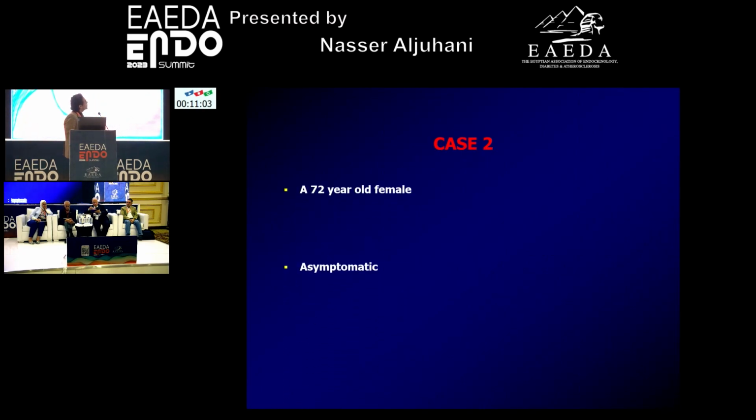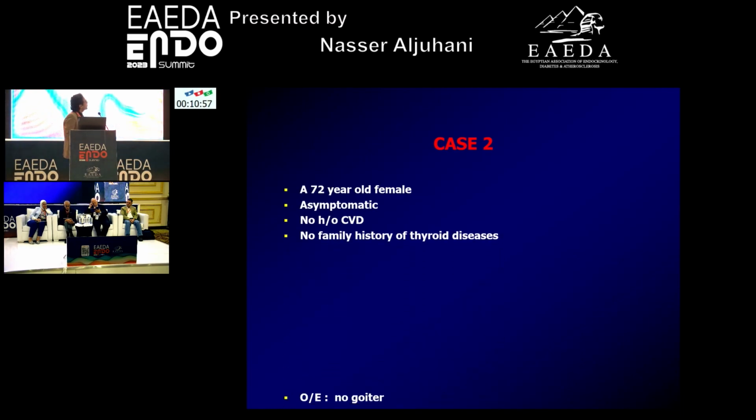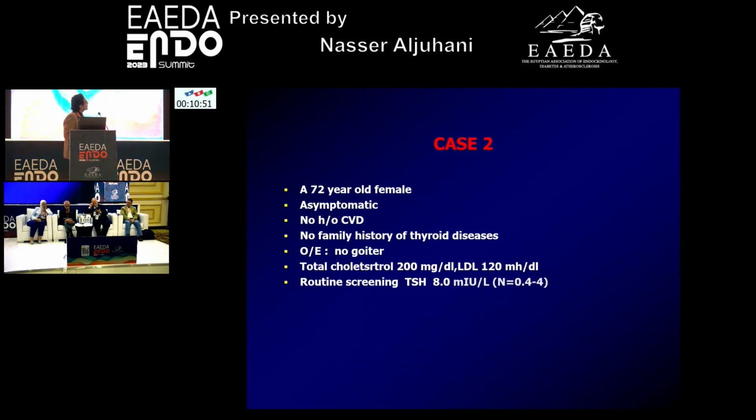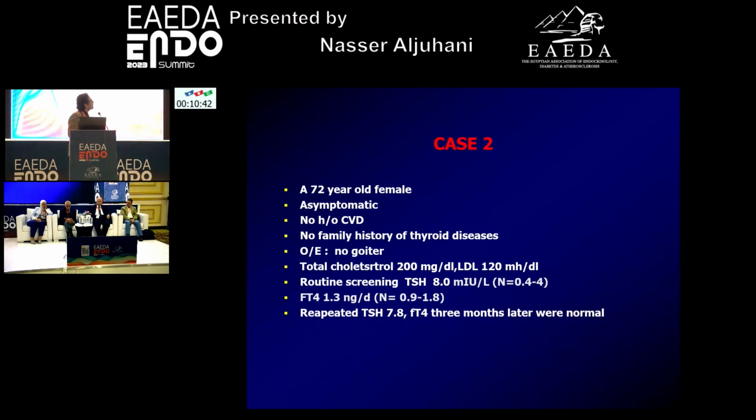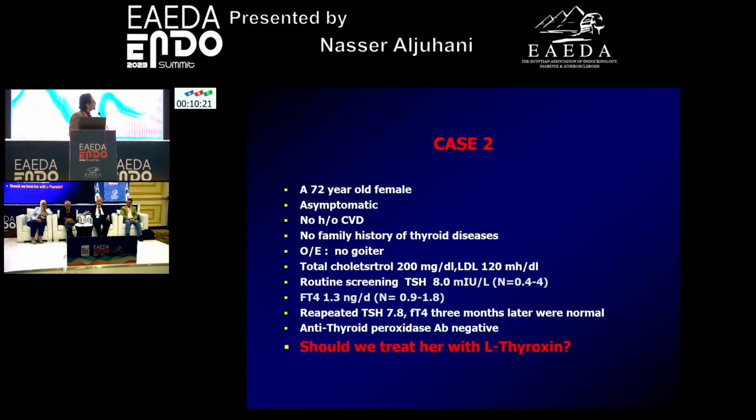The second case, a 72-year-old female, asymptomatic, no history of cardiovascular disease, no family history of thyroid disease, no goiter on examination, total cholesterol 200. Routine screening showed TSH 8, free T4 is normal, and repeated TSH the same. So basically, this is an asymptomatic elderly patient with TSH of 8. So this is going with subclinical hypothyroidism. In subclinical hypothyroidism, I do antithyroid peroxidase antibodies to know whether it is Hashimoto's thyroiditis or not. So should we treat this patient or not?